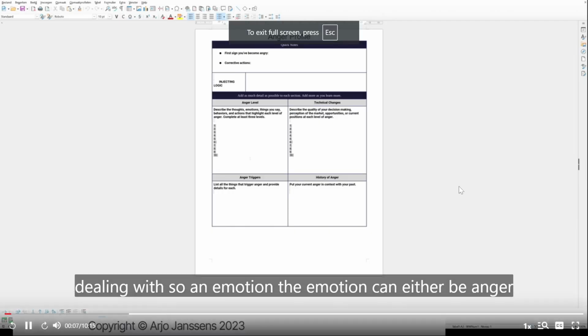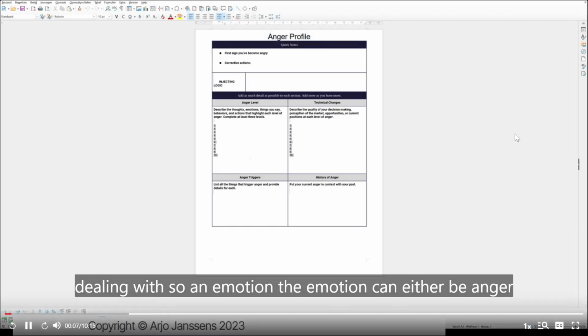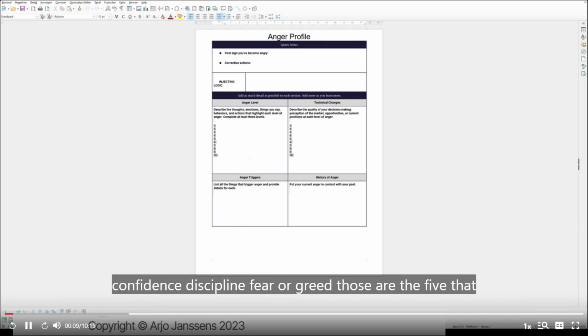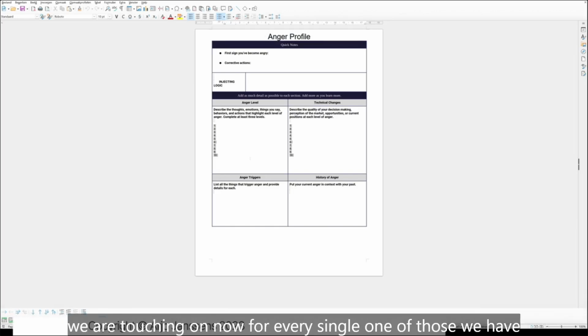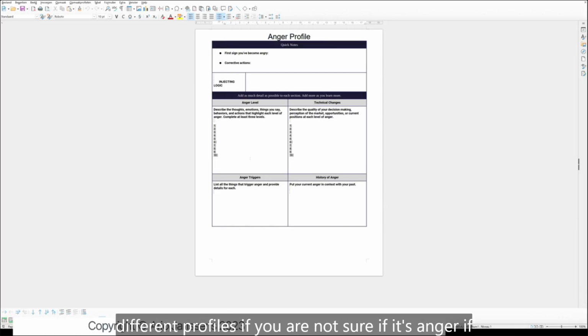The emotion can either be anger, confidence, discipline, fear, or greed. Those are the 5 that we are touching on. Now, for every single one of those, we have different profiles.